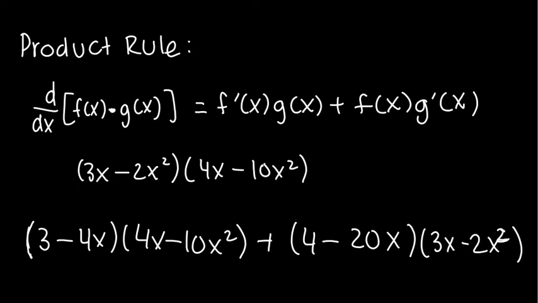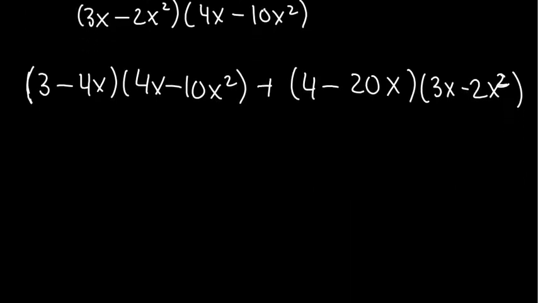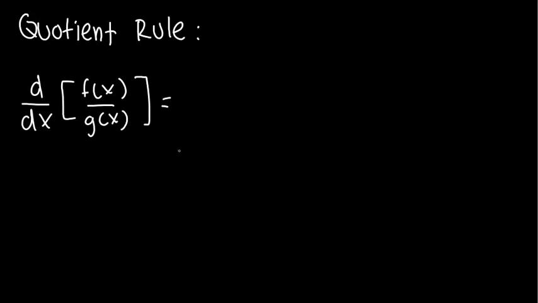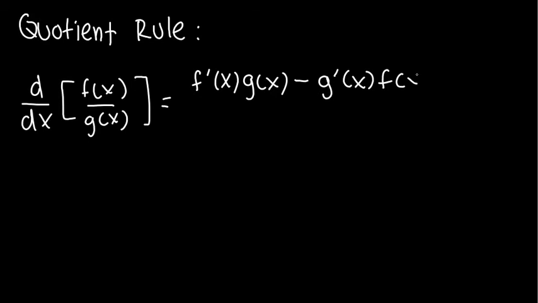Okay, so let's talk about the next one, the quotient rule. This is a more confusing one. For the first one, it didn't really matter what order you did it in, but for this one, order does matter. If you have the derivative of f of x over g of x, it is equal to, and you have to understand this, the numerator's derivative times the denominator minus the derivative of the denominator times the numerator, all over g of x, the denominator, squared.